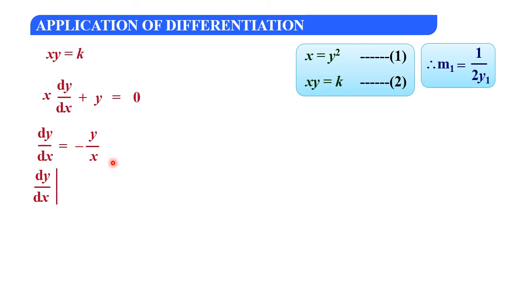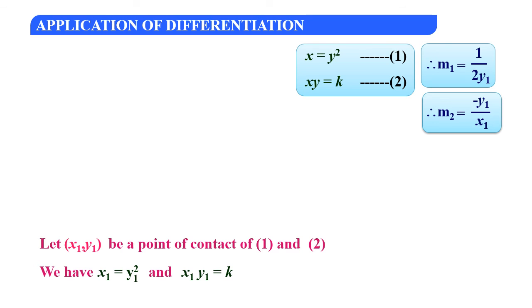Then after determining all this, you need to find out the values of x1 as well as y1. So dy by dx at x1, y1 is equal to minus y1 divided by x1. This is called the slope m2. m1 is already determined, that is the slope of the first curve, and m2 is the slope of the second curve. We don't know the values of x1 as well as y1 yet. Consider m1 into m2 equal to minus 1.